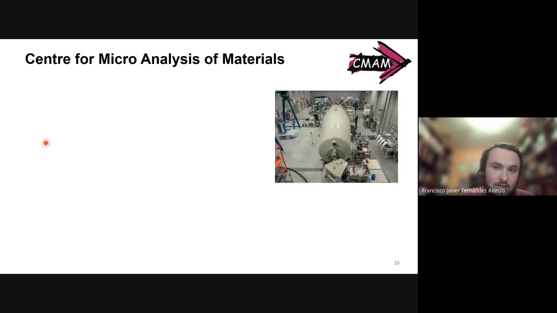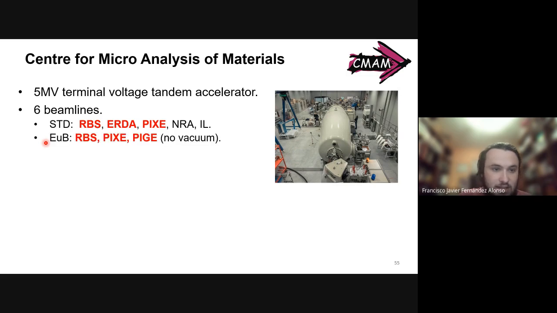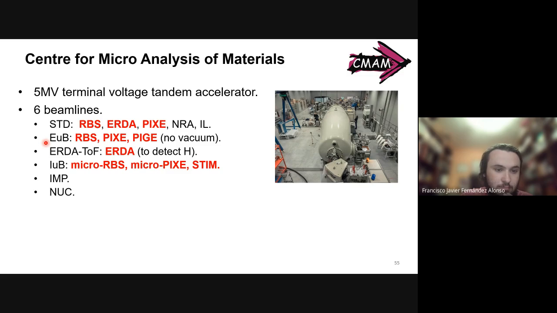It's an institute that is part of the Autonomous University of Madrid. We have a 5 megavolts terminal voltage tandem accelerator with 6 beamlines: a standard external microbeam, ERDA time of flight, internal microbeam, implantation and nuclear beamline. This is a public installation, so any researcher that is interested can submit a proposal that is evaluated and can come to the institute to use our instrumentation.